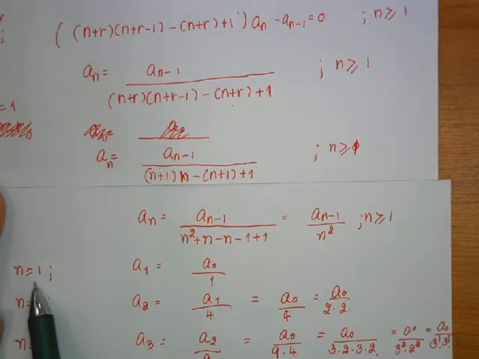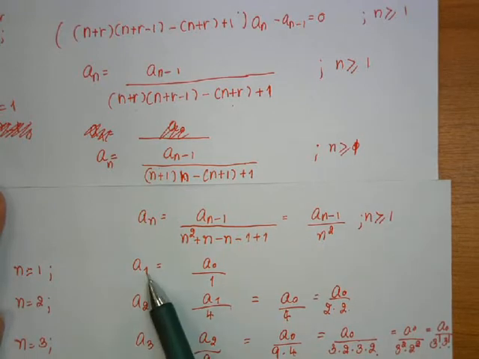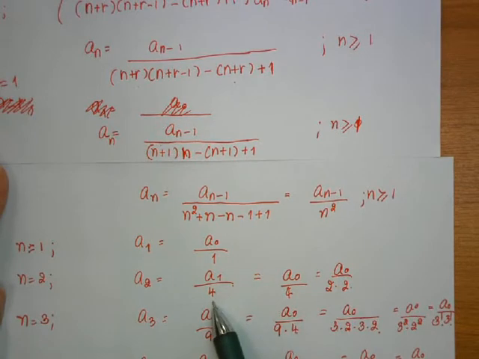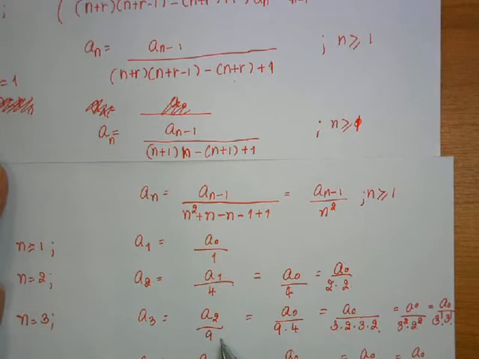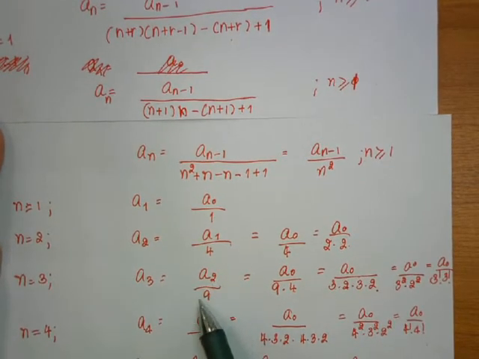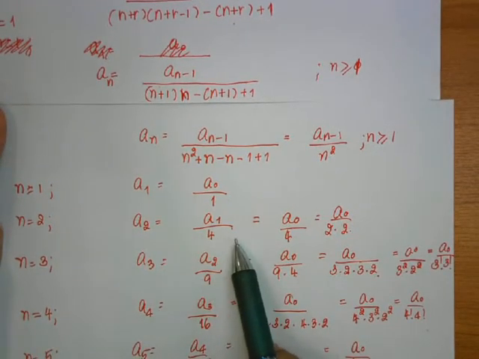So you plug n equal to 1, 2, 3, 4, 5 to see the pattern of it. As you plug n equal to 1, you find the value of a1. a1 is equal to a0 divided by 1. a2 is equal to a1 divided by 4. a3 is equal to a2 divided by 9. And a4 is equal to a3 divided by 16. 16 is 4 times 4, 9 is 3 times 3, 4 is 2 times 2, 1 is 1 times 1.